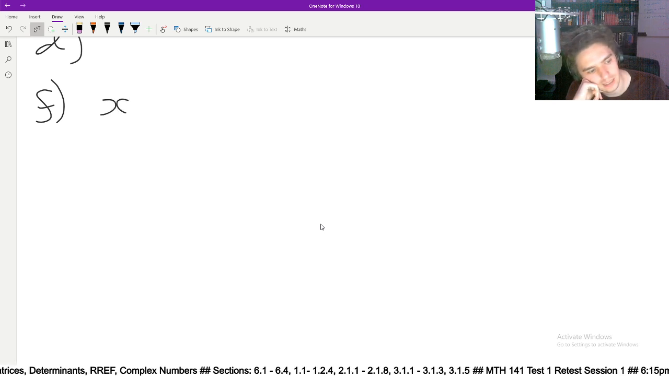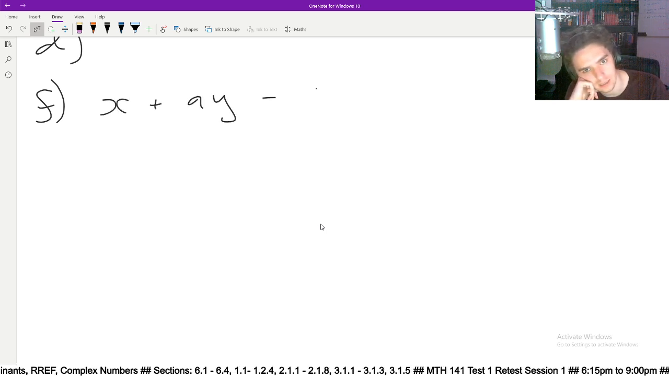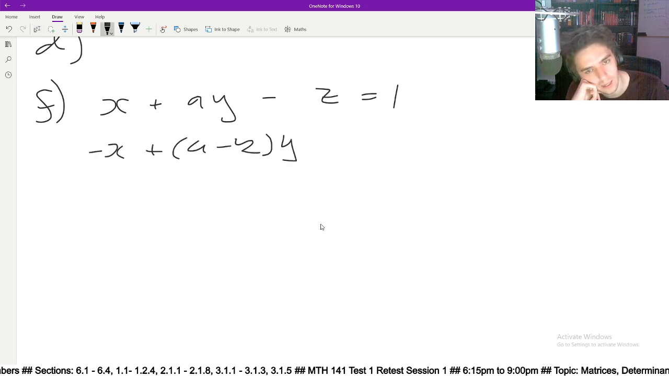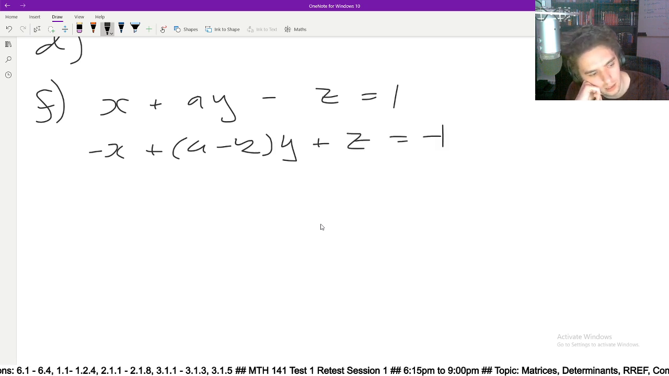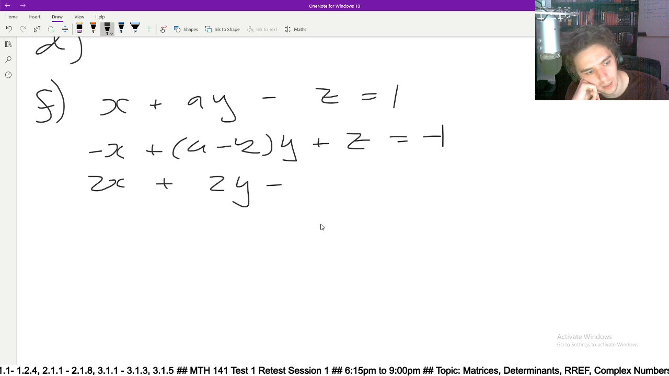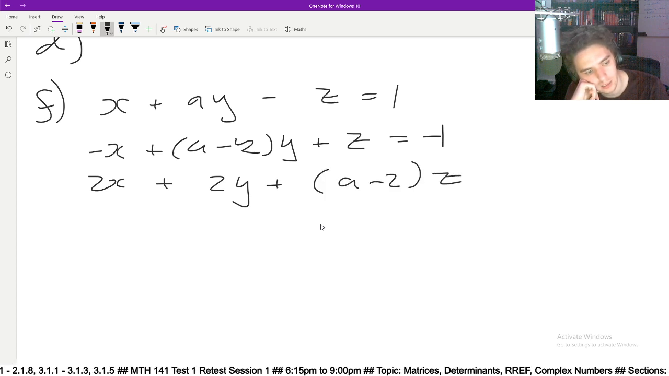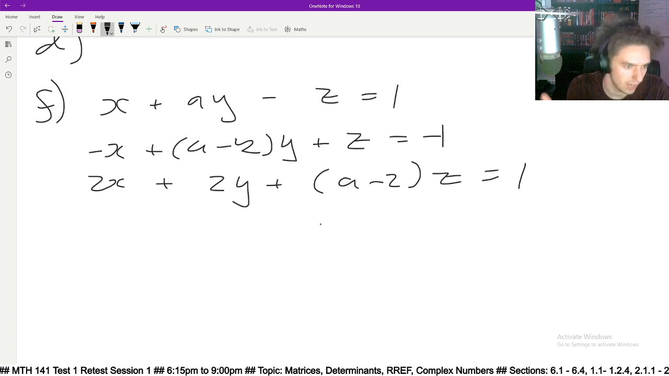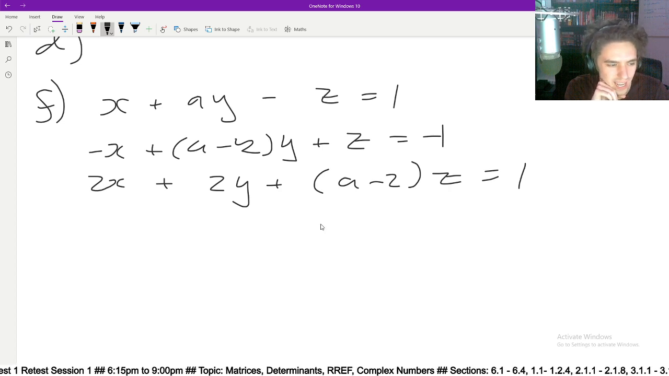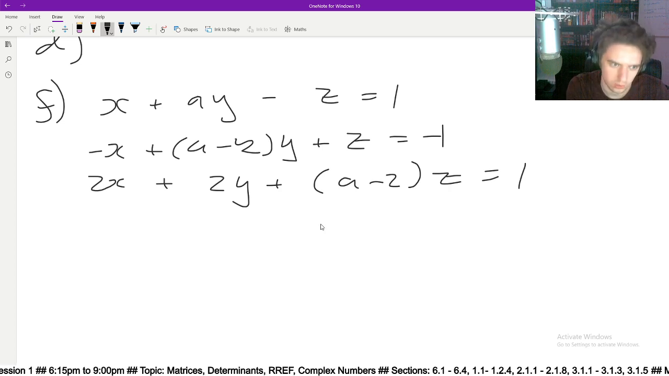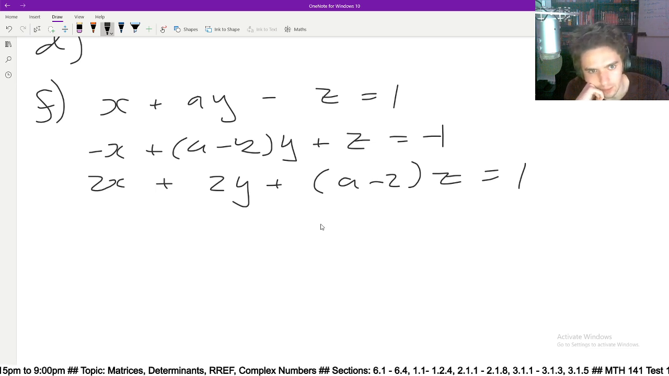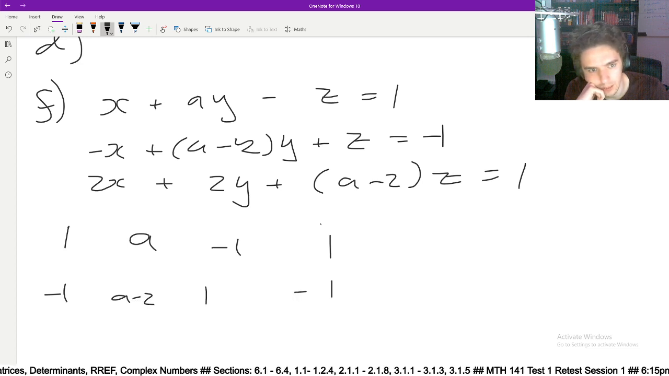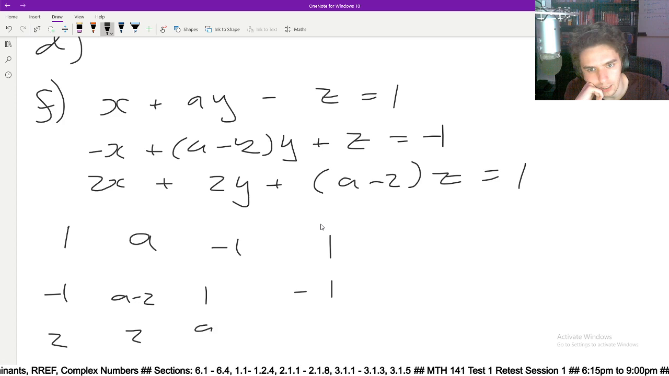So it says x plus ay minus z equals 1. Negative x plus (a minus 2)y plus z equals negative 1. 2x plus 2y plus (a minus 2)z equals 1. So find just a. Yeah, there's no b. Okay, well, so already a simpler question, but find a such that this has one solution, no solution, infinitely many solutions. Okay, so I'll first make a matrix. 1, a, minus 1, 1; negative 1, a minus 2, 1, minus 1; 2, 2, a minus 2, 1.